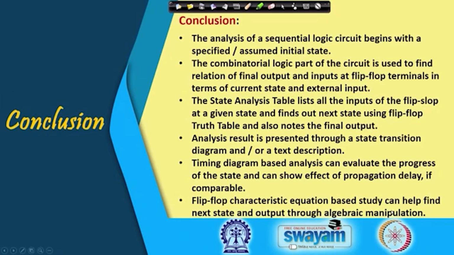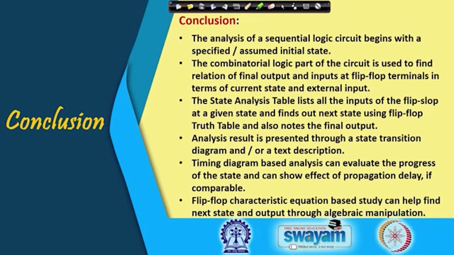Okay. So, to conclude, analysis of a sequential logic circuit begins with a specified or assumed initial state. The combinational logic part is analyzed to find the logic relationships at the flip-flop terminals and for the output. In the state analysis table, all inputs of the flip-flop at a given state are described and the next state is obtained, which serves as the current state for the next row of the table. It can be presented through a state diagram, as the final result, or a text description.